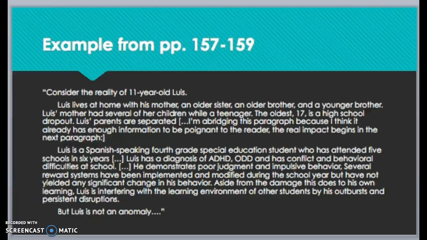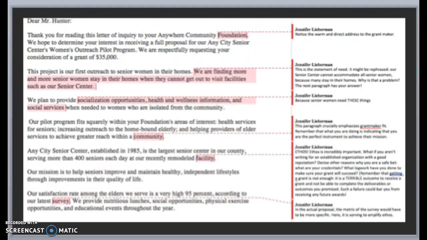Now let's consider a different example, a letter of inquiry from thebalance.com, which is a website with several tips for grant writers that you might want to check out. And here are the really textful pages. You could see the letter and my notes in the transcript if you find that easier to read along with. So I'm just going to briefly read through this and point out some things as I go.